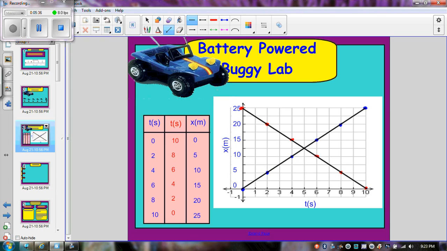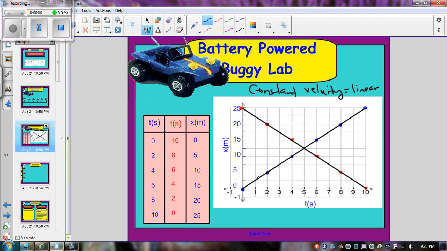So let's look at some conclusions we've made here. The first conclusion is that objects that go at a constant velocity are going to create a graphical fit that is linear. Notice, since the car was going at a constant velocity, it produced a linear line both away from the starting point and going towards the starting point, because the position or distance was changing at the exact same rate.